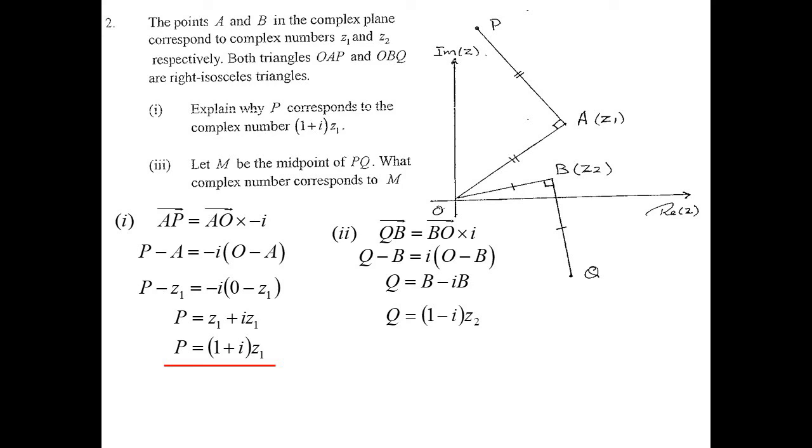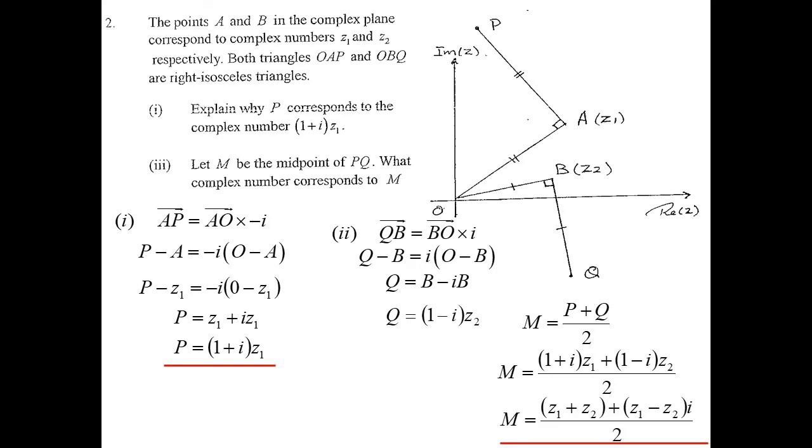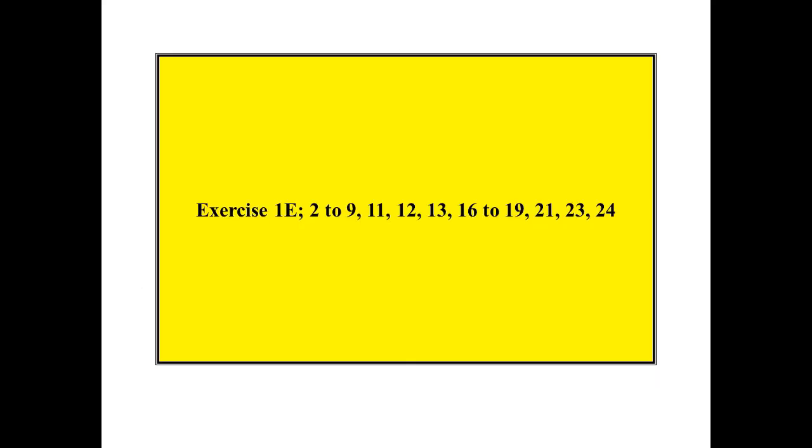So we now have Q, but we want to find M, which is the midpoint of PQ. So midpoint, it'll be the point P plus the point Q divided by 2. Adding them together, divide by 2. Well, there's not much more I can do with that really, because we don't know what Z1 and Z2 are. So Z1 plus Z2 plus Z1 minus Z2 over 2i. Whew! Told you that was going to be a long one.